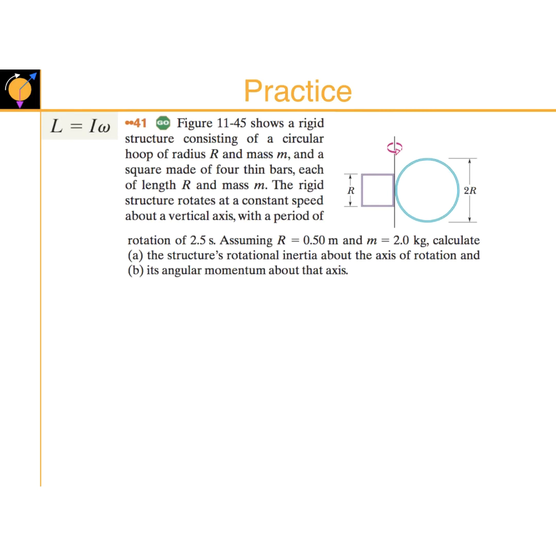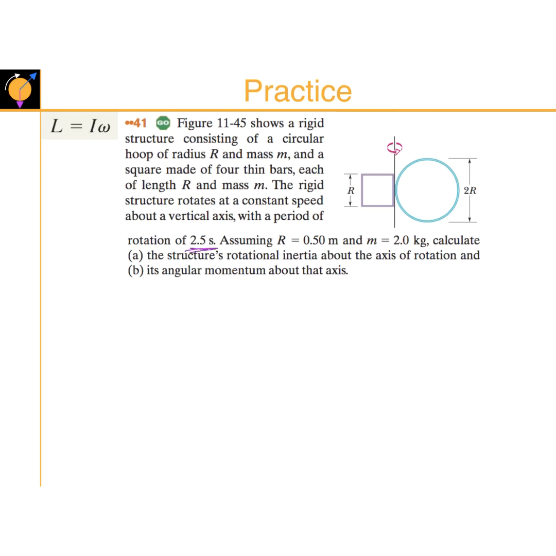So here's a kind of a fancy one from the textbook that I thought would be a good overall calculation of angular momentum. We have some object constructed from a hoop of radius r and mass little m, and a square made out of 4 sides, and each side has a length r, and we're going to treat each side as a thin rod. So there's 4 thin rods and a hoop, and it's rotating with a period of 2.5 seconds.